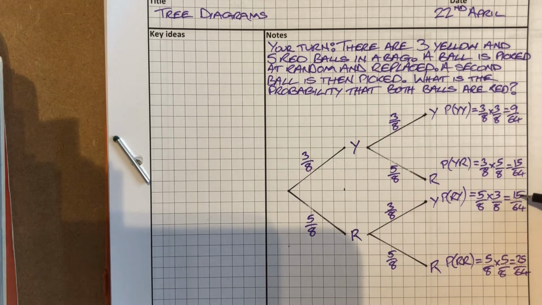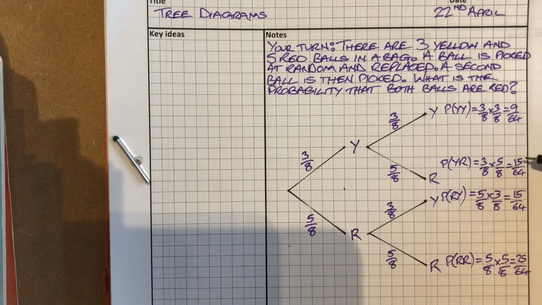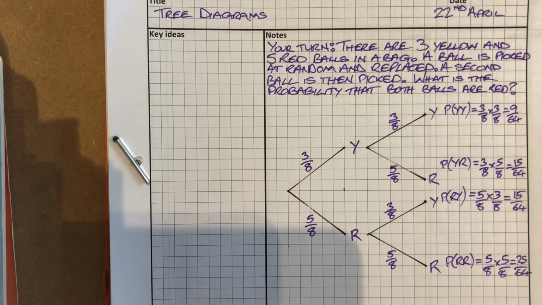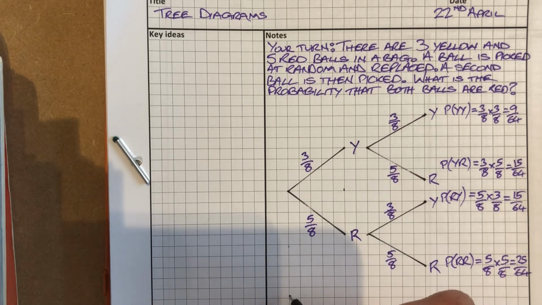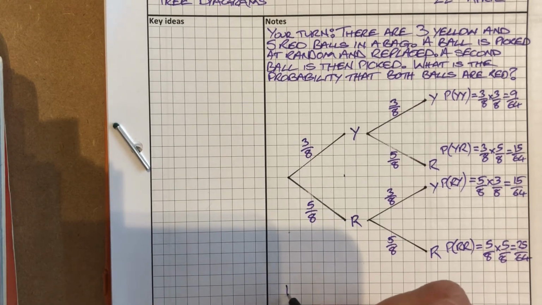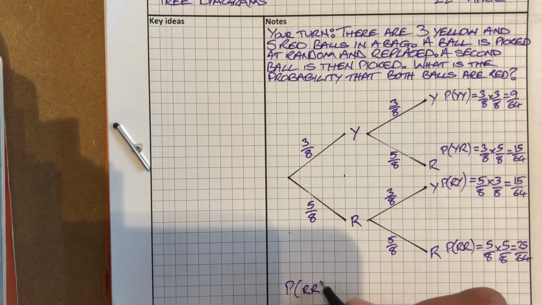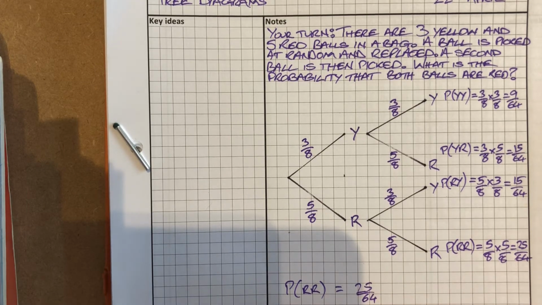Let's check what we've got here. 25 add 15, that's 40. Add 15, that's 55. Add 9 is 64/64. These do add up to 1. That suggests to me that I'm right. So the probability of a red followed by a red is 25/64.